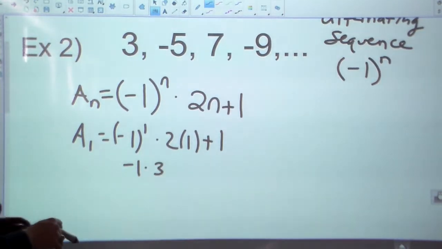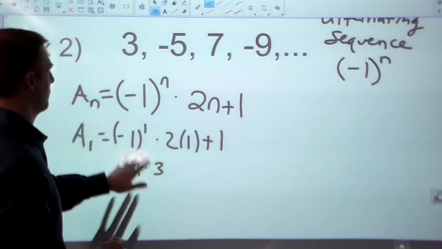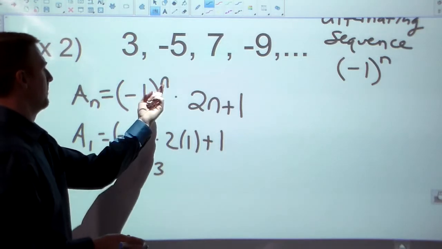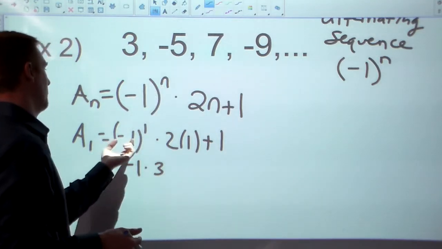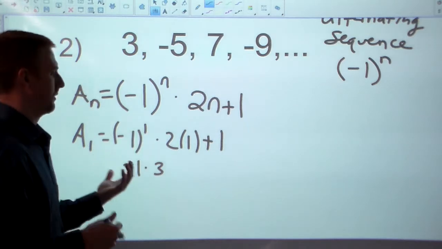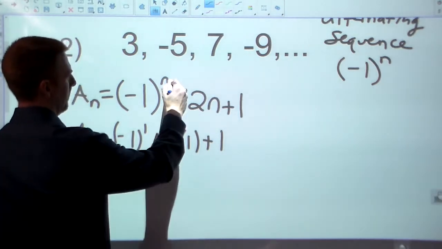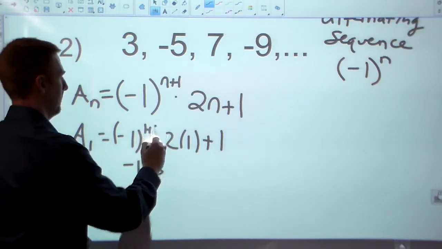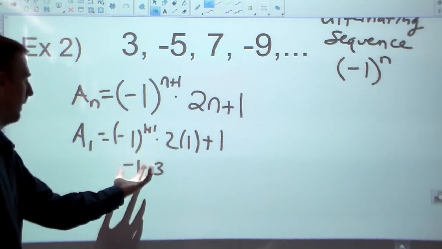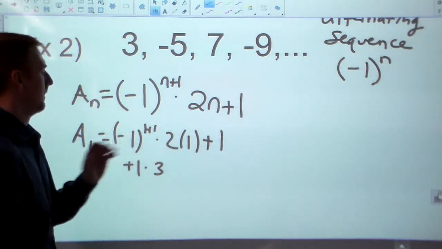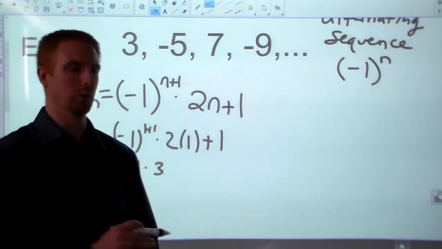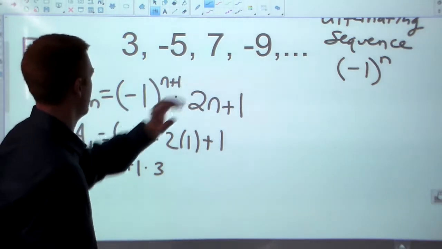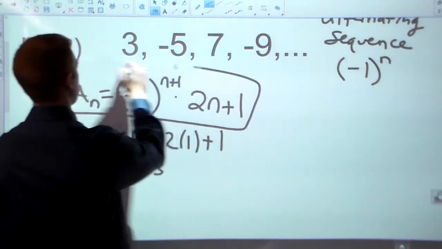Now, not too bad, but I needed this to be a positive 3, so it's the opposite sign from what I wanted. Really, all you need to do is just change what power you're raising this thing to. Because when I raised it to the first power, it stayed negative. So I can just do this little trick, n plus 1 right there. Now that changes it to 1 plus 1, so -1 squared is back to being positive. And then +1 times 3 is 3, so we're good to go. And you can check this for the second, third, fourth term in the sequence, make sure it checks out. But that is it. That is your formula.